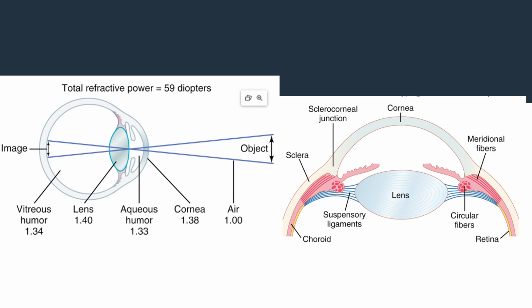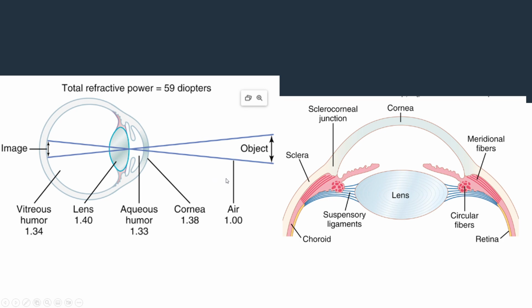For example, the cornea has a 1.38 refractive index. The aqueous humor, which is the fluid in the front of the eye, is 1.33. The vitreous humor, the liquid, is 1.34. So the lens is only 1.4. If one part is out, or if one part is not correct, it will cause long or short-sightedness.